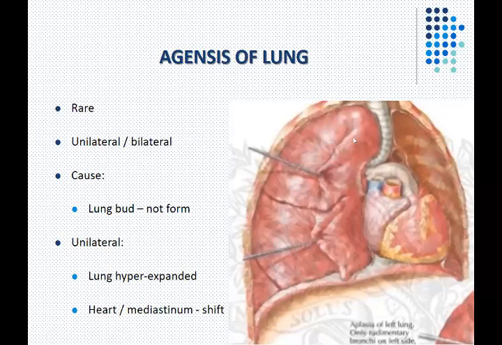Lung develops from the lung bud. अगर lung bud नहीं बनेगी तो the lung will not develop. तो इस side पे lung bud बनी, you have a normal lung. On this side there is no lung bud, so the lung did not develop at all. अब उसका रिजल्ट क्या होगा?